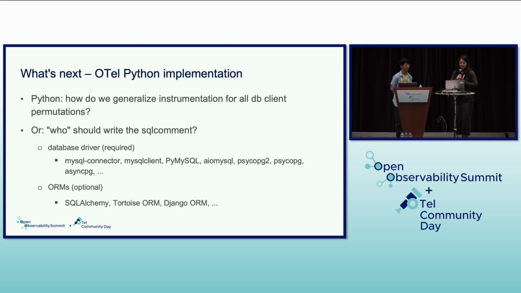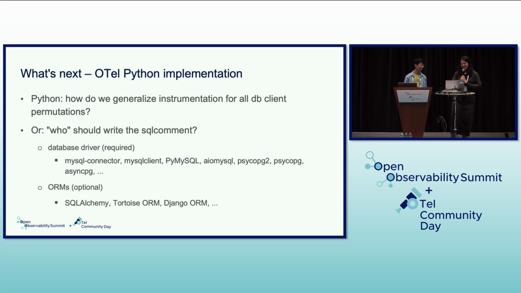Last thing I want to share is kind of specific to OTel Python, because I worked on it a bit, and my question is, how do we generalize instrumentation and context propagation for all the different database client permutations that are possible? Or who should be writing the SQL comment? For pretty much all Python applications that connect to a database, you have to use a database driver, and that's your MySQL connector, etc. I mentioned already.